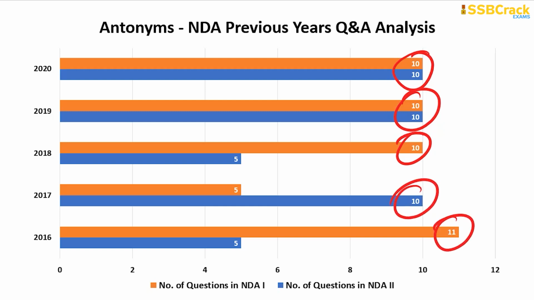11 questions, which is by far the highest number of questions from antonyms, came in NDA 1 2016, while 5 questions came each in NDA 2 2018, NDA 1 2017 and NDA 2 2016.